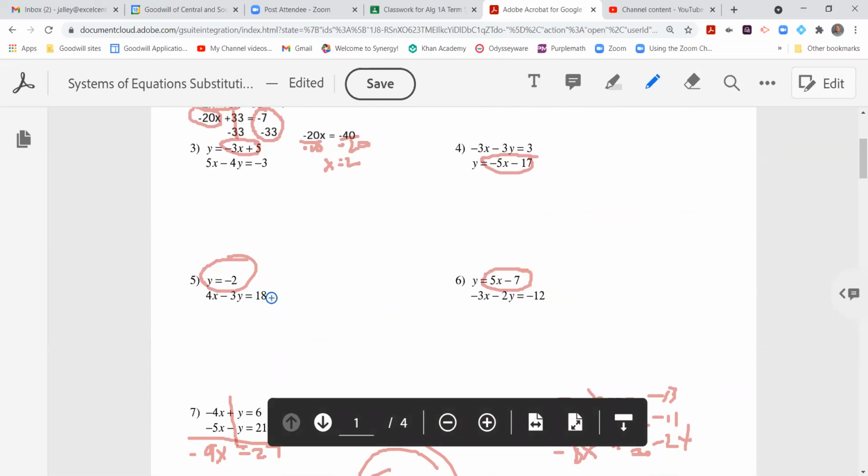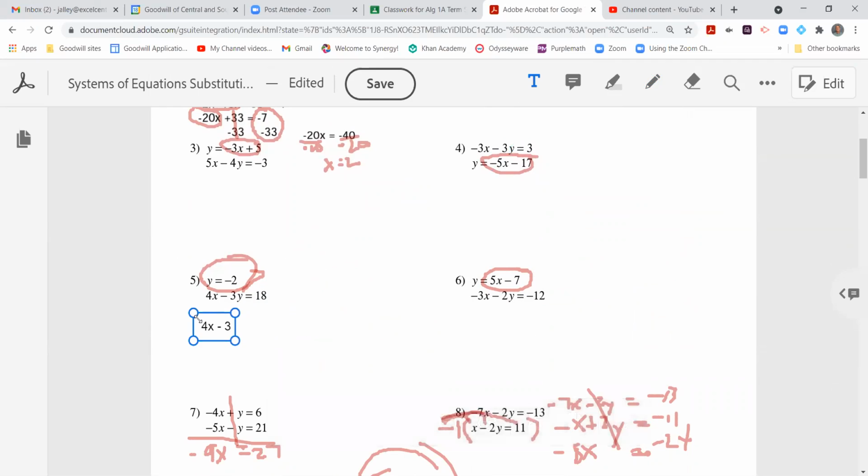We got a number. So if I'm going to take that and substitute it into the other one, much easier. 4x minus 3, that's times 2, because minus 3y is multiplication, equals 18. 4x plus 6 equals 18. Take away 6.